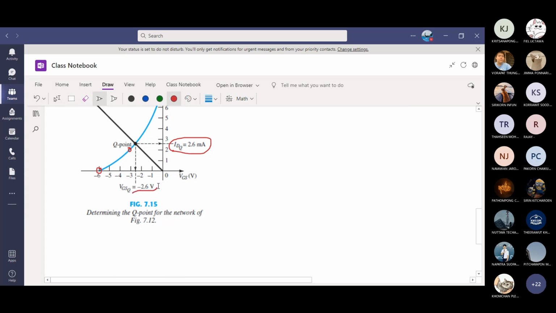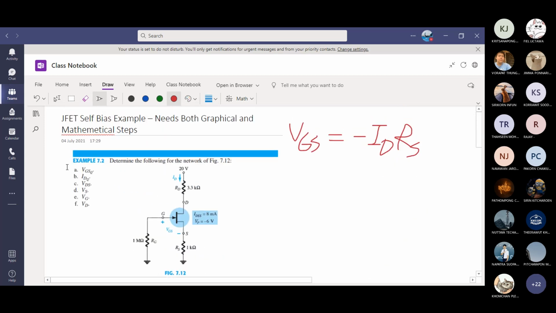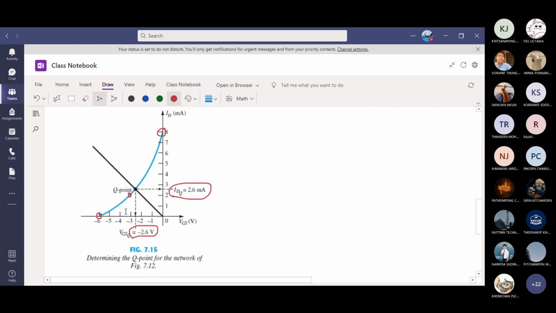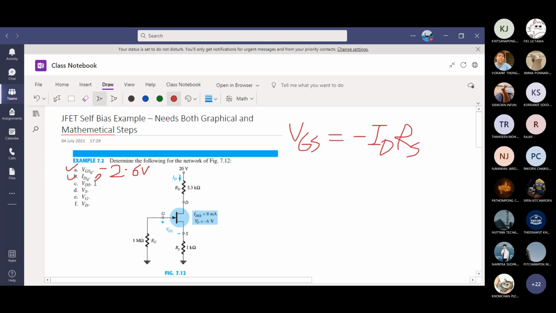And the VGSQ would be found around negative 2.6 volts. This will solve for part A and part B. Let me write the values for you. VGSQ is negative 2.6 volts. IDQ was it 2.6 milliamp? Yes, 2.6 milliamp.